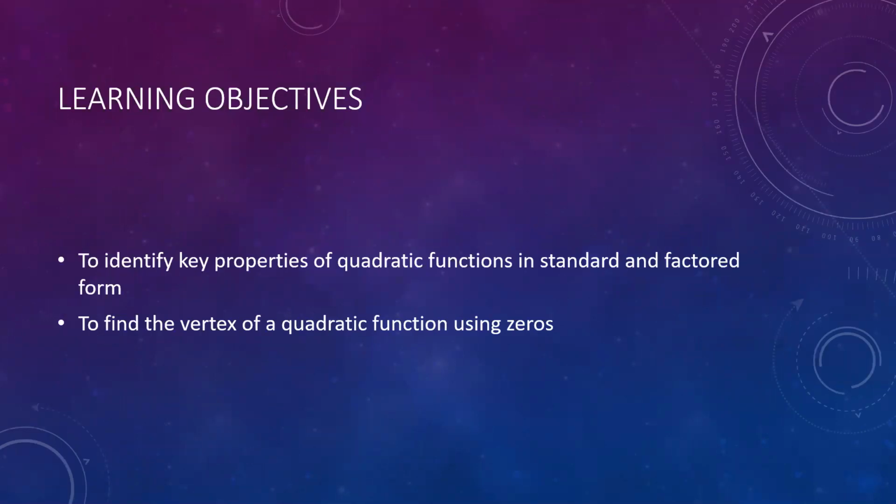We're just going to look at the key properties of quadratic functions, which I really hope that most of this is a review, right? Because you should have done this in grade 10, but if you have not, that's okay. We're going to review it again. And then we're also going to learn about how to find the vertex of a quadratic function if we know the zeros. And that will be really important to us.